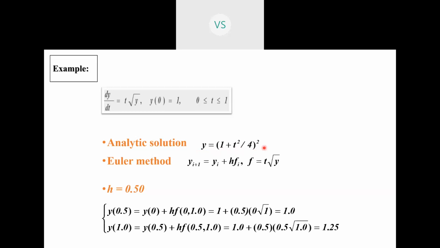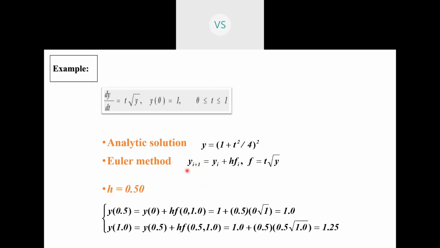Now we'll solve by Euler's method. You all know the formula for Euler's method is y_{i+1} is equal to y_i plus h into f_i. And what is the function? The function is t under root y, the right side of the derivative. That is always the function. First we will consider the increment as 0.50. So we have the initial value of t as 0, then 0.5, then 1. So y has 3 values.